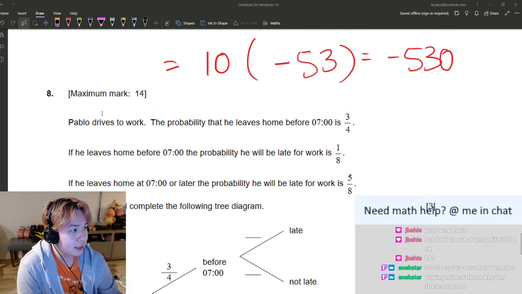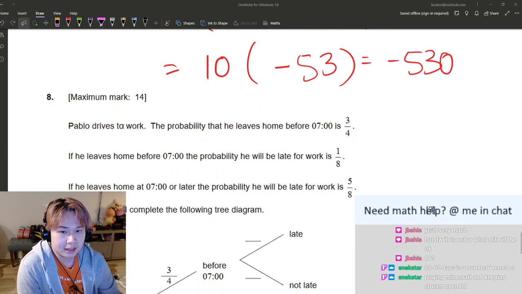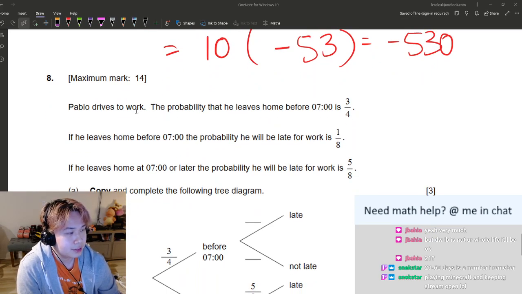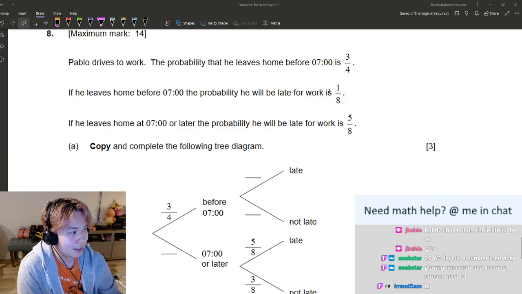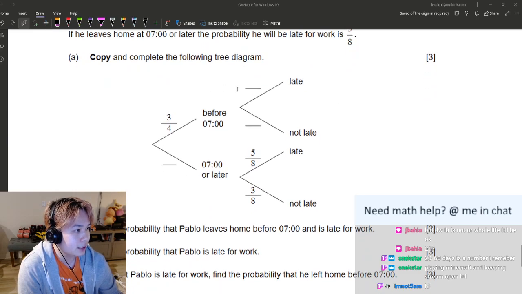Okay, I think we've entered into part B's. So Pablo drives to work. The probability he leaves before 7 is 3 out of 4. If he leaves home before 7, then the probability that he's late is 1 out of 8. And if he leaves home at 7 or later, then the probability that he's late increases. And then we complete this diagram.